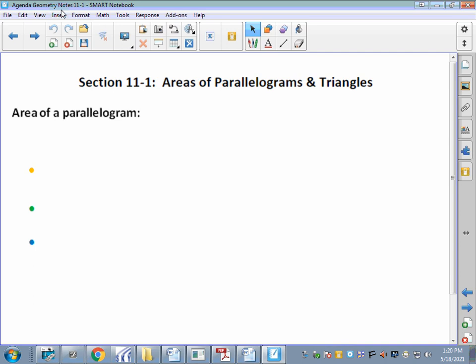Chapter 11 is area. Some of these formulas may feel very familiar to you, especially at the beginning. Notice Section 11.1 is areas of parallelograms and triangles. We've talked before about parallelograms, just in case you need a quick refresher.